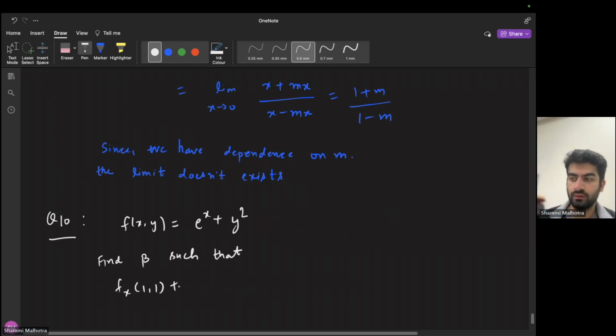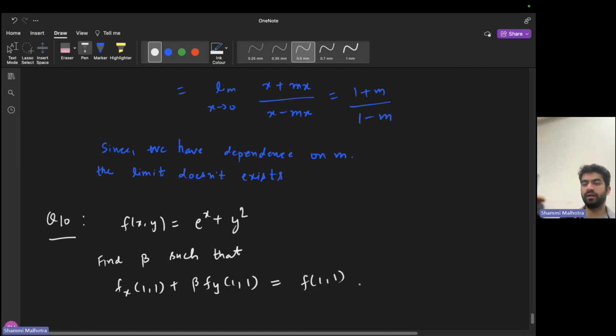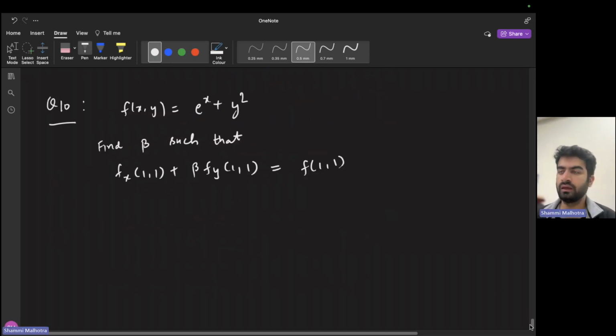f_x at (1, 1), the partial derivative with respect to x, plus beta times f_y at (1, 1) has to be equal to the value of f at (1, 1). We'd like to see what value of beta will give this equality, or whether any beta even works. So let us start. For this, we have to calculate the partial derivatives with respect to x and y. Again, we have a polynomial function in y and an exponential function in x. These are very well behaved, differentiable functions, so we just directly calculate the partial derivatives.